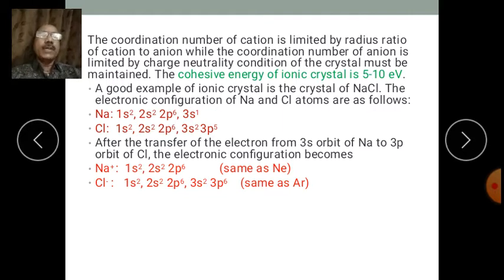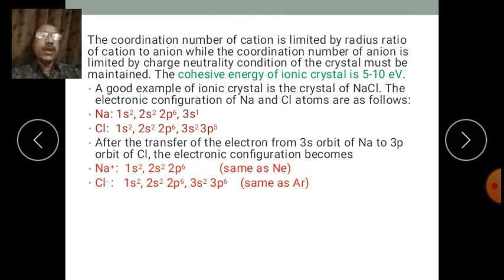After the transfer of electron from the 3s orbital of sodium to the 3p orbital of chlorine, the electronic configuration of the sodium ion, which has lost one electron, becomes 1s2, 2s2, 2p6. So this electronic configuration is the same as that of neon. Neon's atomic number is 10, sodium's atomic number is 11, and the nearest inert gas atom to sodium is neon.